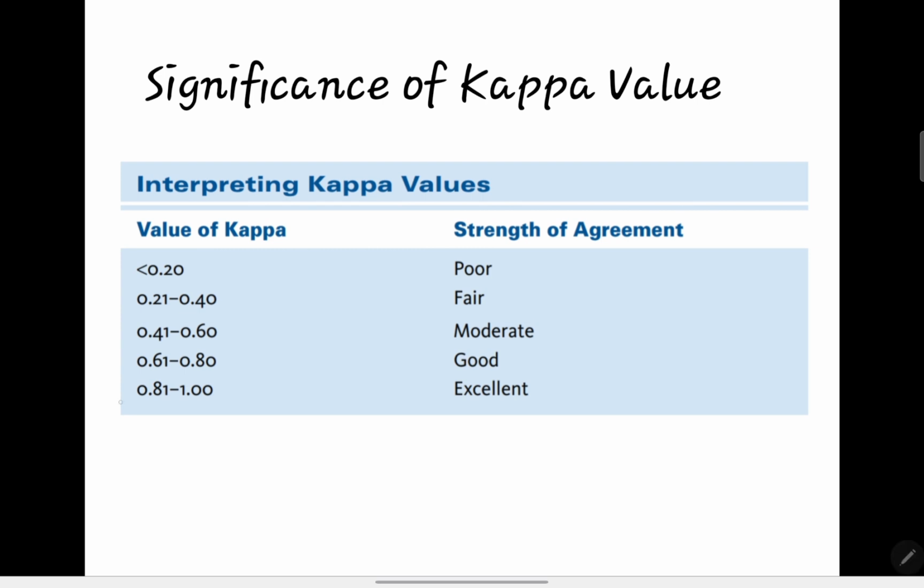Similarly, if the kappa value comes out towards 1, or more than 0.81, it is excellent, which shows that it has high precision. So this is the significance of calculating and the inference of kappa value.